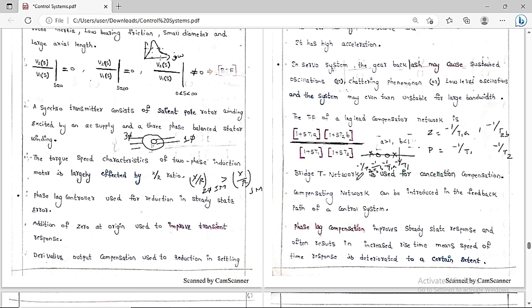The next point is, the phase lag compensation improves the steady state response and often results in increased rise time, means the speed of the time response is deteriorated to a certain extent.